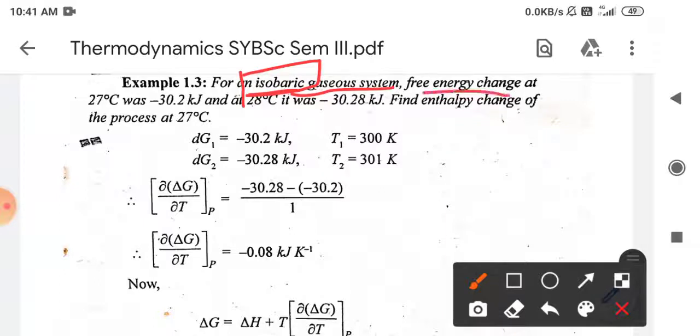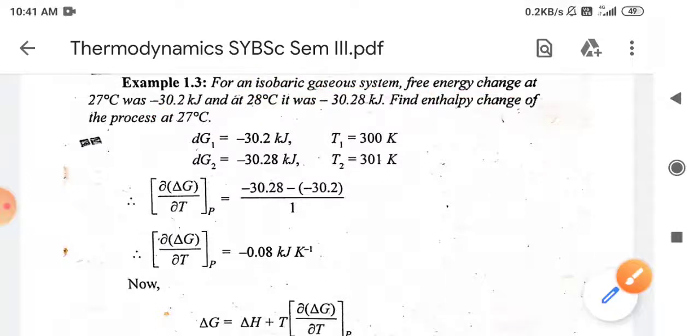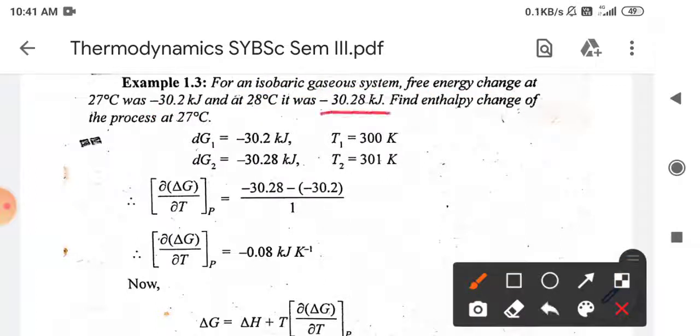Now the free energy change at 27 degrees centigrade was minus 30.2 kilojoule, and at 28 degrees centigrade it was around minus 30.28 kilojoules. So now find the enthalpy change, that is we need to find out the delta H of the process at 27 degrees centigrade, meaning at the initial temperature.